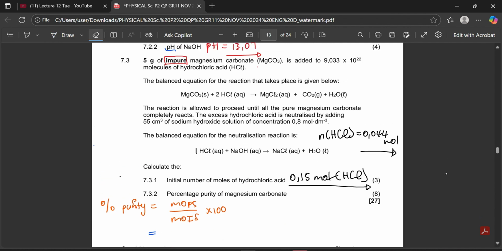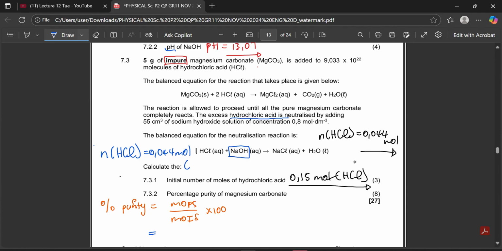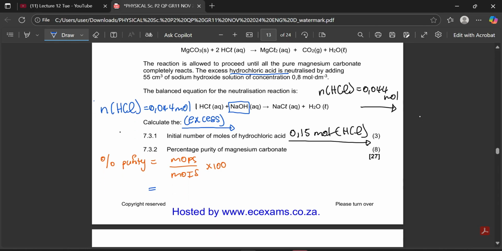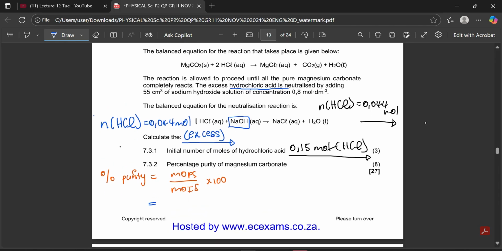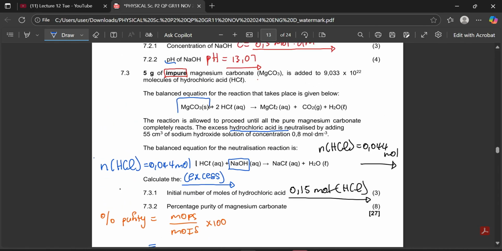So we have excess hydrochloric acid, which is used to react with NaOH. The number of moles of HCl that we got was 0.044 moles. But remember, what reacted with sodium hydroxide was the excess hydrochloric acid. So the excess hydrochloric acid has that particular number of moles. Now we need to get the number of moles that actually reacted with magnesium carbonate.